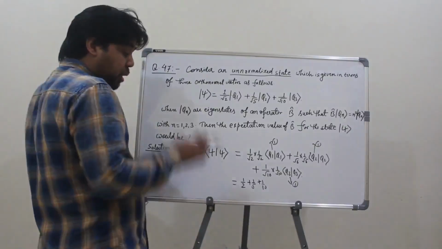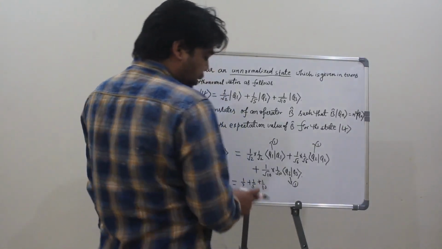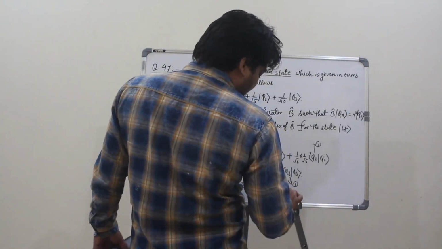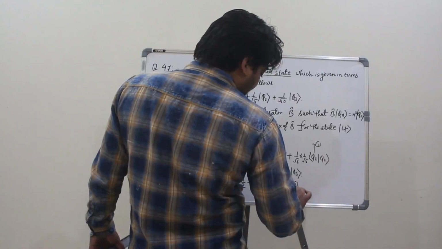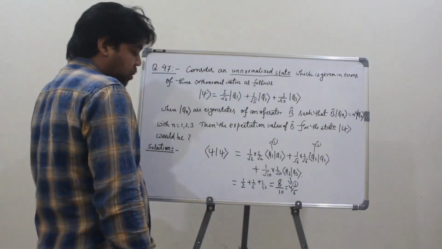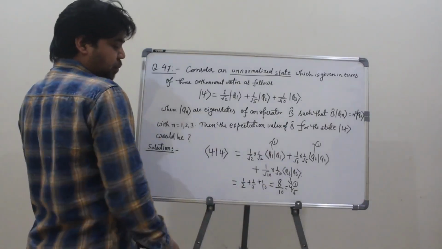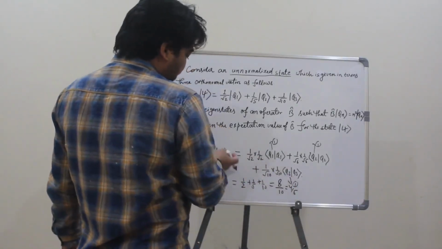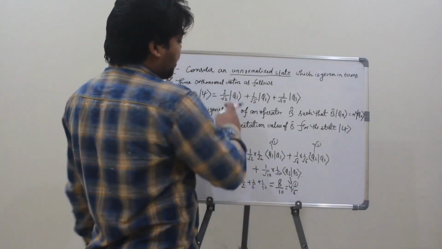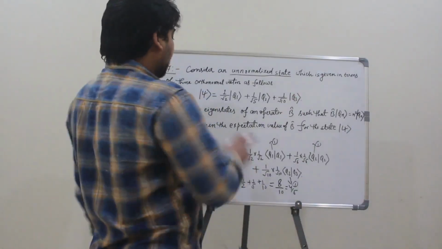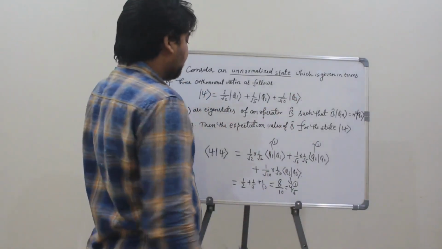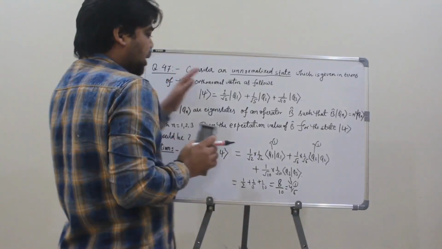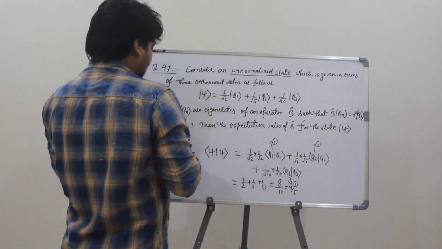So how much is it? If you take the LCM as 10, it will give you 5 here, 2 here and 1 here, which is 8 by 10, that is 4 by 5. So the normalization value is 4 by 5. It means that you have to multiply by root of 5 by 4, and this factor will be multiplied with all the coefficients, and they will be normalized, right? Now rather than that, as we are calculating the expectation value of B, let us go to it.